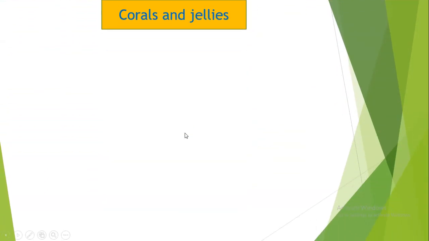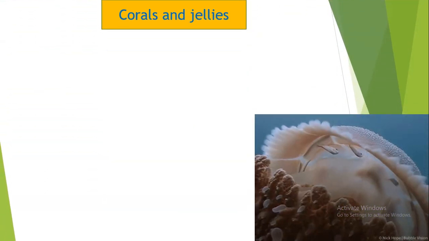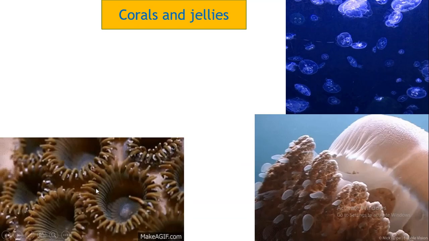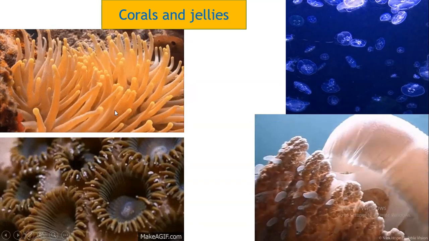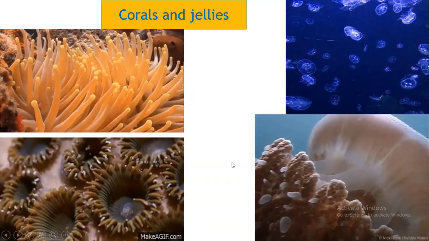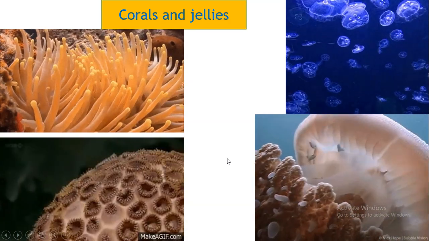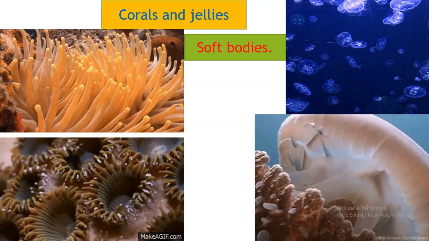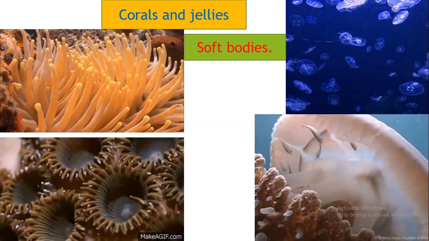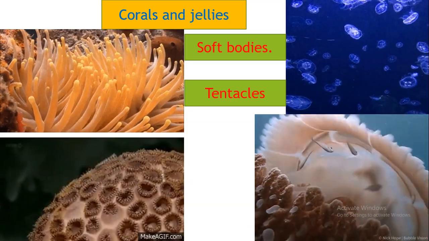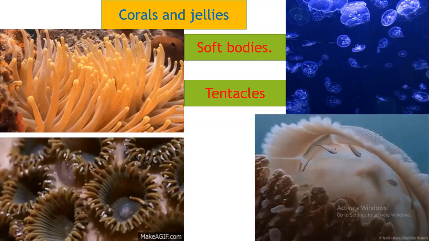Corals and jellies. They are underwater animals. They have soft bodies. They both have mouths and arm like parts called tentacles. They grab food with their tentacles.